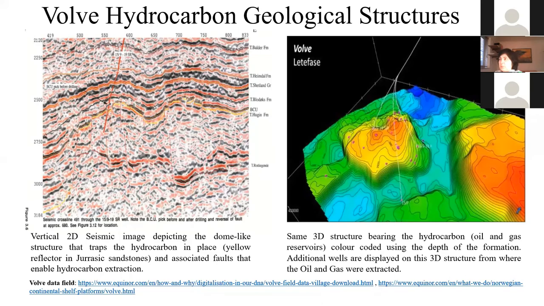So, VOVE hydrocarbon geological structure. In 1993, an exploration well was drilled and found oil in the Jurassic sandstone. On the right side, you can see the same 2D structure, now in 3D. And you can see here the oil and gas reservoir formation. From the original well, there are two additional wells that have been drilled to exploit the oil and gas.